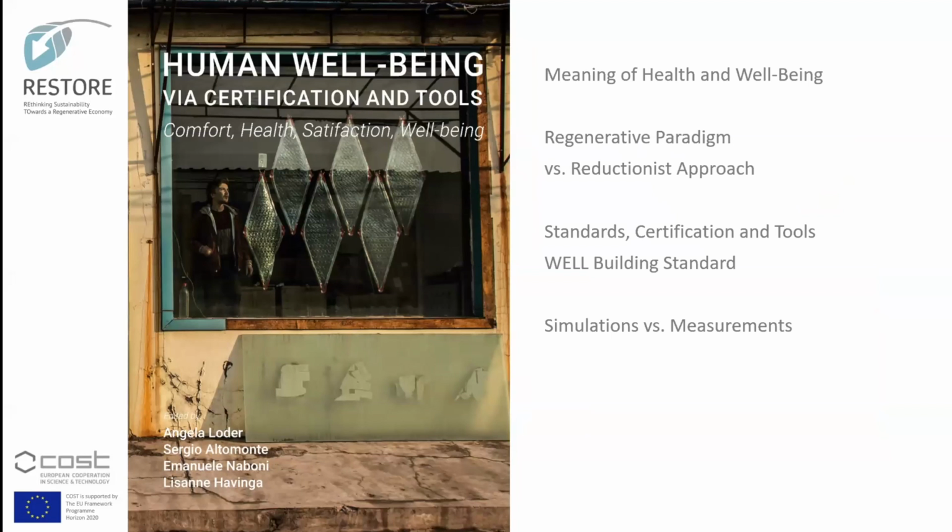Then the third and last pillar that I will be presenting is human well-being via certification and tools: comfort, health, satisfaction, and well-being. This chapter basically describes firstly those definitions, and describes how in a regenerative building these concepts are approached from what is called a salutogenic approach instead of a reductionist approach.